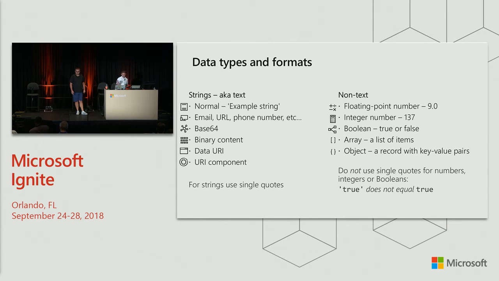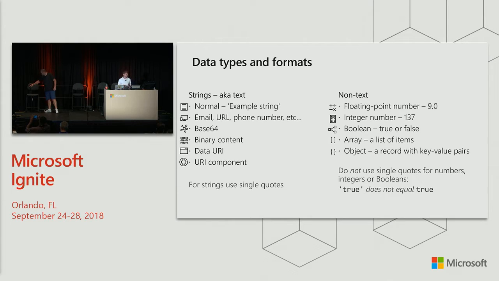Data types and formats. I made some references to that earlier. Strings, that's text. We use that a lot. Just a sentence, that is a string. Maps exactly to SharePoint text columns. Emails, URLs, phone numbers, even date times can be represented as strings as well, and we have a few more of the advanced data formats for base64 and binary content, maybe where you're accepting a file as input to the flow, or the file has been added to a SharePoint site, and data URIs and URI components.